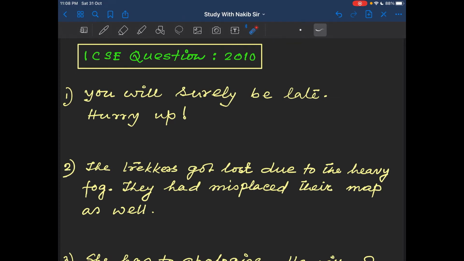ICSE question 2010. You know what to do here also, the same way. First copy the question in your copybook, then pause the video and do the work, and when the works are done, come here to check your answer with my answers and discussion and explanation. Okay, see your first question. You will surely be late. Hurry up.